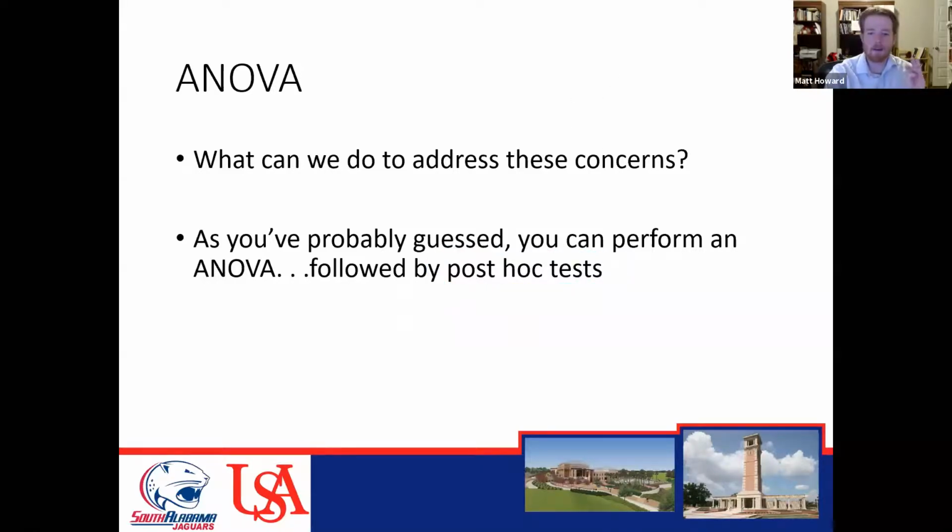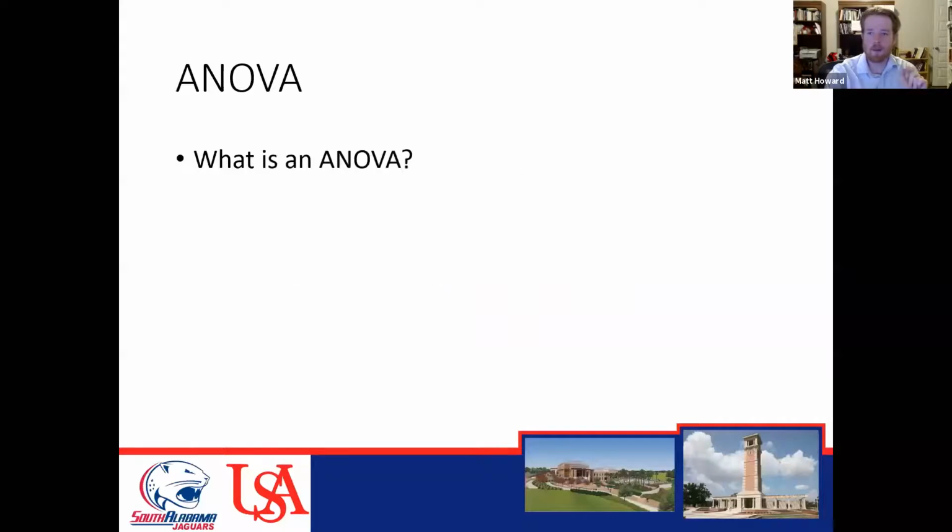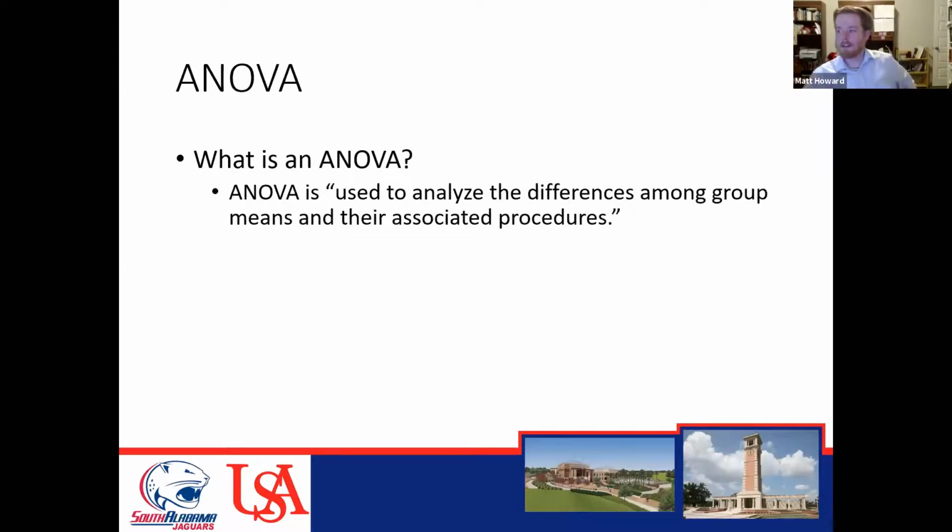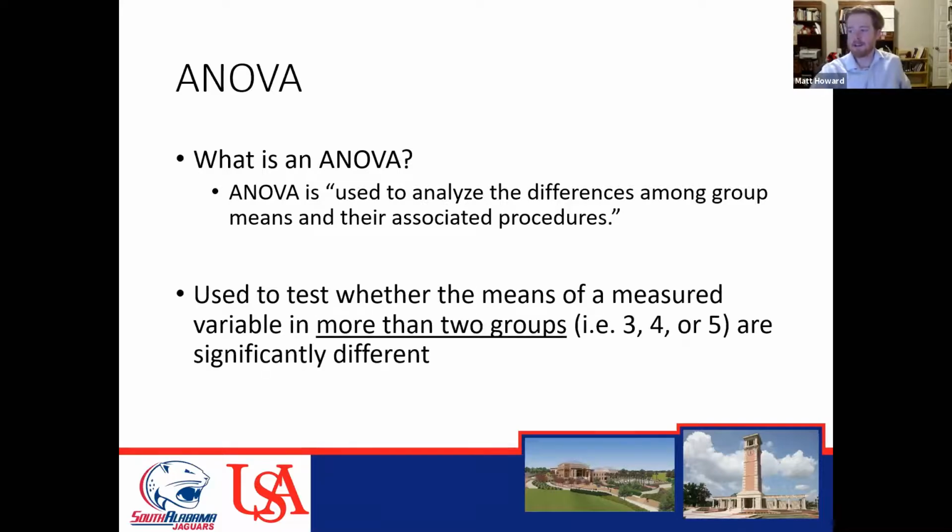Okay, so moving forward. So therefore, what is an ANOVA? The textbook definition is it's used to analyze the differences among groups' means and their associated procedures. My definition, I think, is a little bit easier: it's used to test whether the means of a measured variable in more than 2 groups are significantly different.